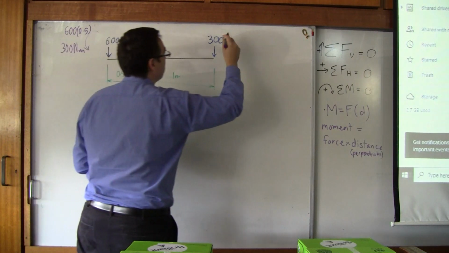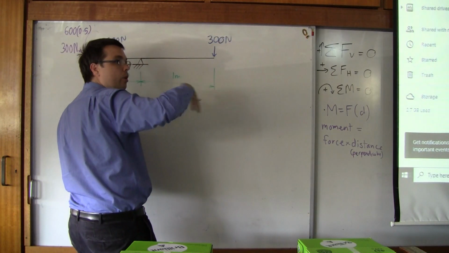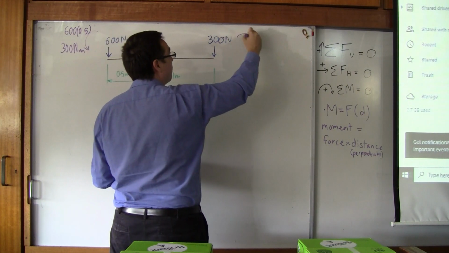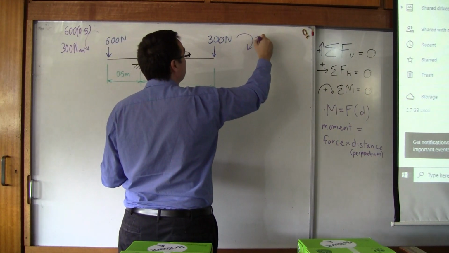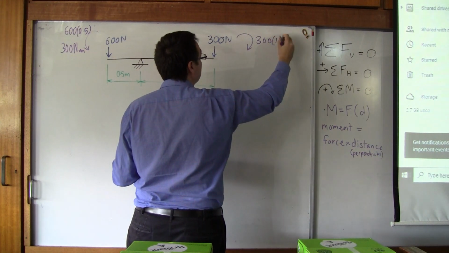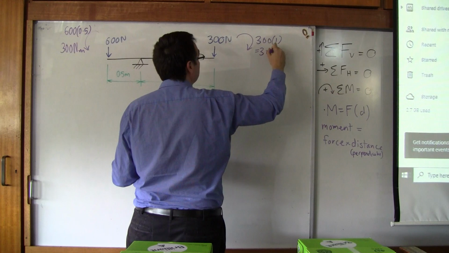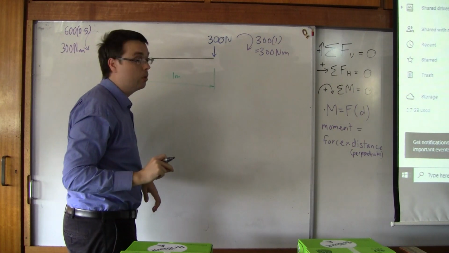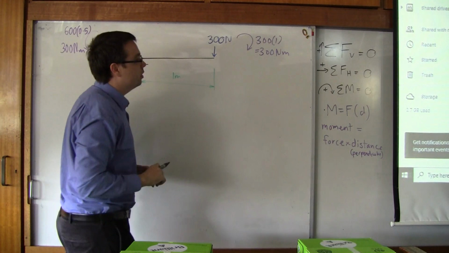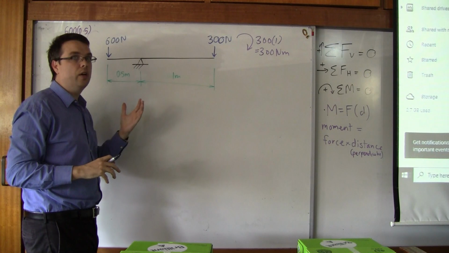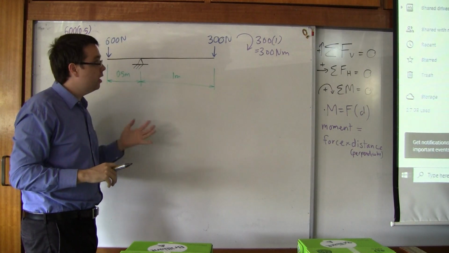On this side, it's going the other way. It's going clockwise. It's turning this beam clockwise. And we can say here it is 300 times 1 meter equals 300 Newton meters. Now, that helps us to figure out what these forces are. There's another way we can do that.